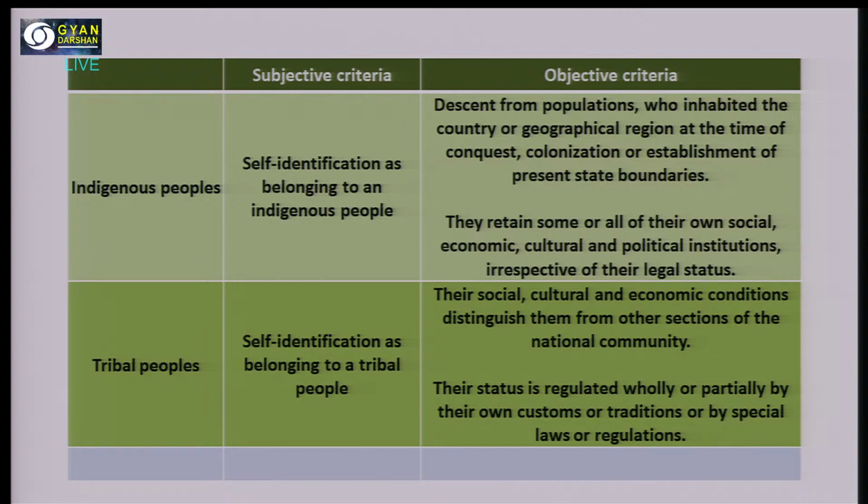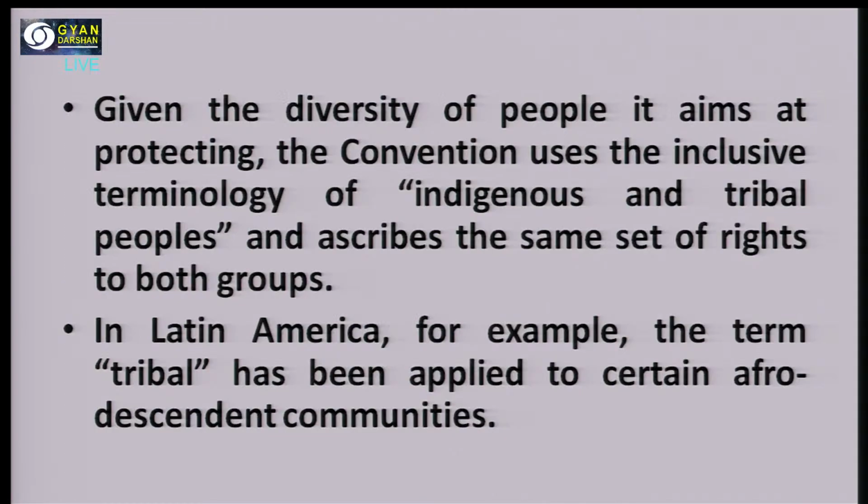This means that tribal people are regulated by their own customs and traditions, and they do not follow a certain set rule or pattern in terms of making decisions. The decisions are made by the heads of the community at large, and all the decisions are taken together. Given the diversity of people, it aims at protecting them.